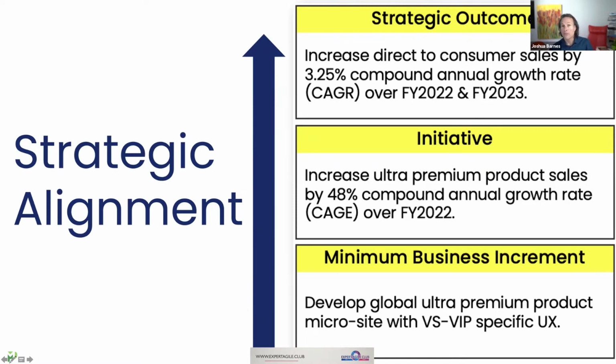So these outcomes then are decomposed into initiatives. And initiatives are typically pretty big, 6 months, maybe 12 months, 18 months, right? I mean, to get an increase in a particular product category of 48%, again, compound annual growth rate, there's a fair amount of things that are going to need to happen. One of them, just one out of the many that had been identified, this minimum business increment, was to develop a global ultra-premium product microsite with what was called a very special VIP-specific user interface.